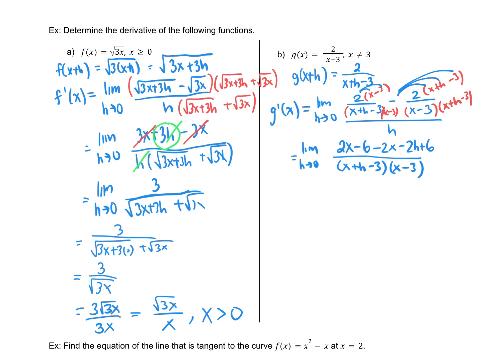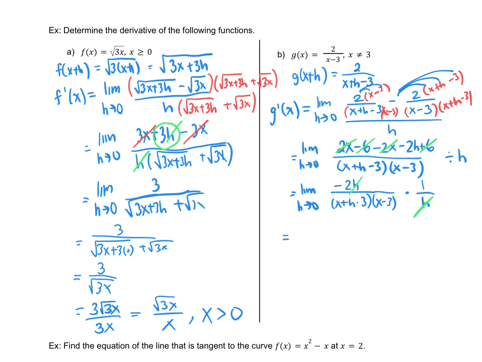And then instead of putting this fraction all over h, I'm going to write it as divided by h, or jump straight to times 1 over h, the reciprocal, because that's how we divide fractions. And now I'm just going to clean up. 2x minus 2x is 0, negative 6 plus 6 is 0. So we're left with negative 2h over the common denominator times that reciprocal of h. And now those h's cancel out nicely.